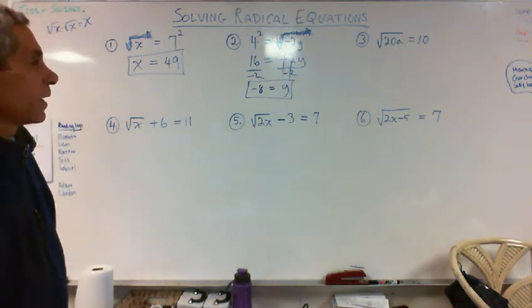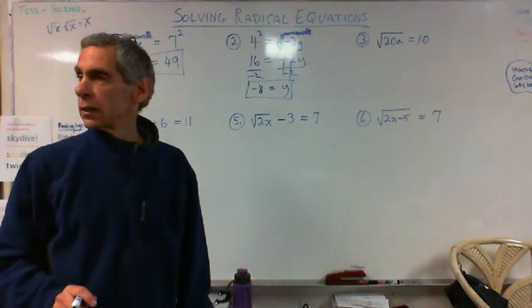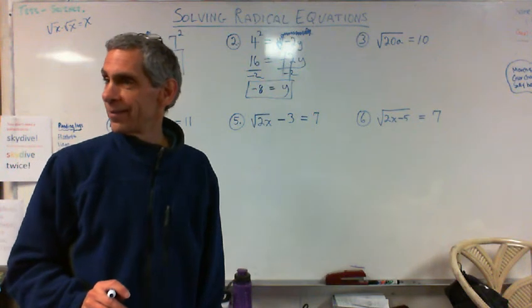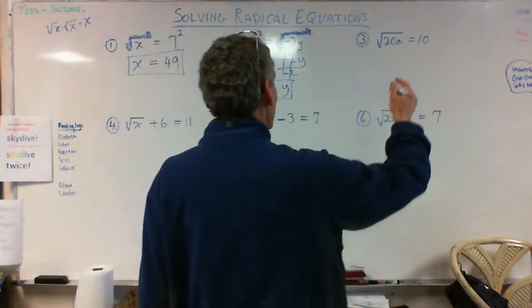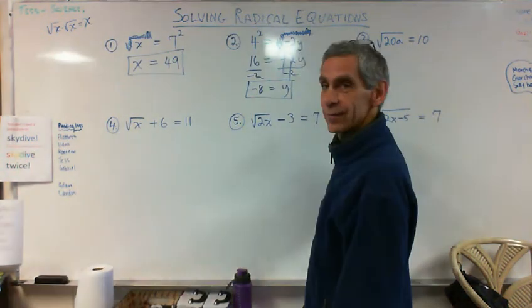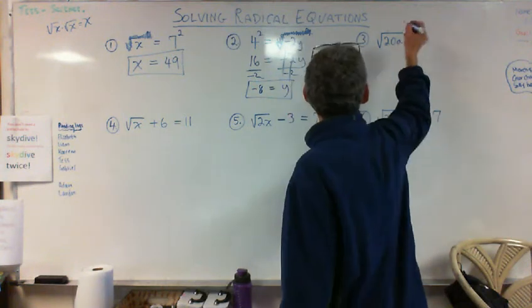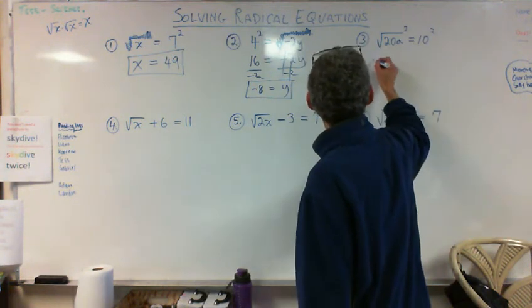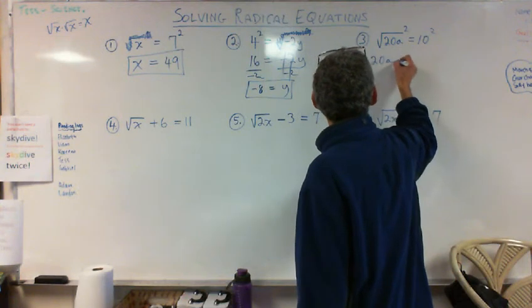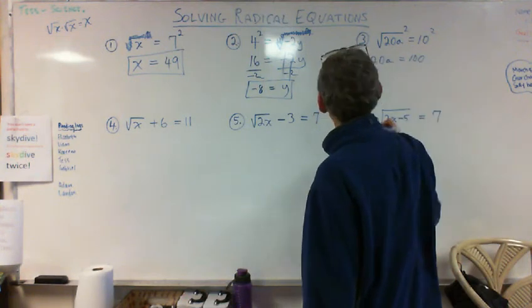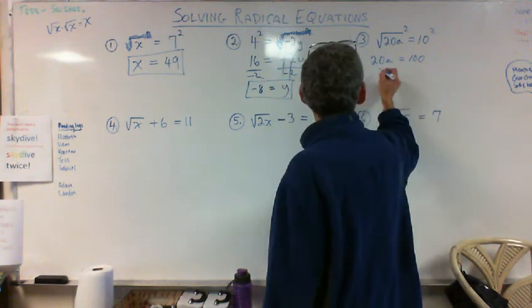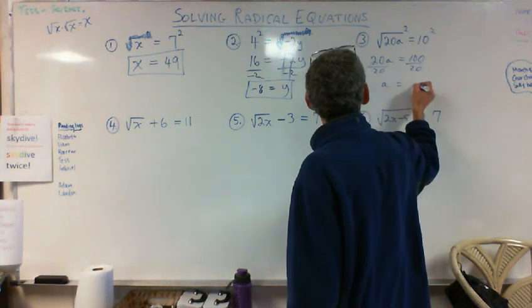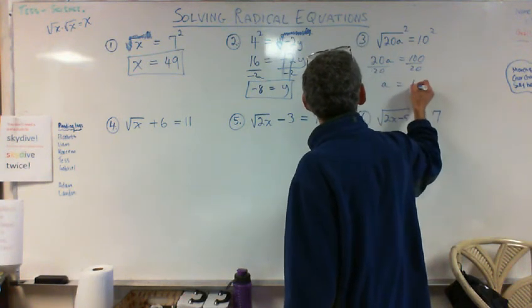Now, Landon, help me with 3. Okay, go for it. What do I do? Square both sides. Square both sides, and then what do I get? 25 equals 100. Now what do I do? Divide by 20. Now what do I get? A equals 5. There we go.